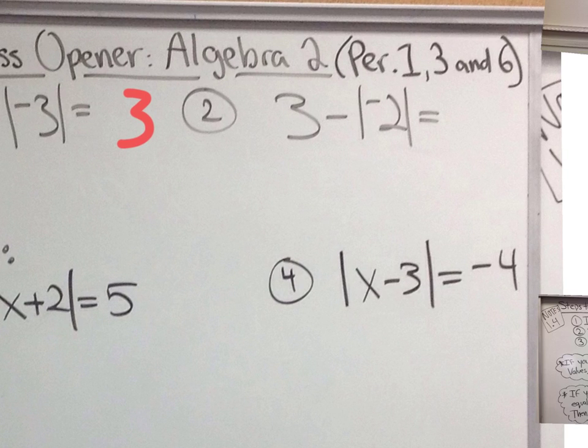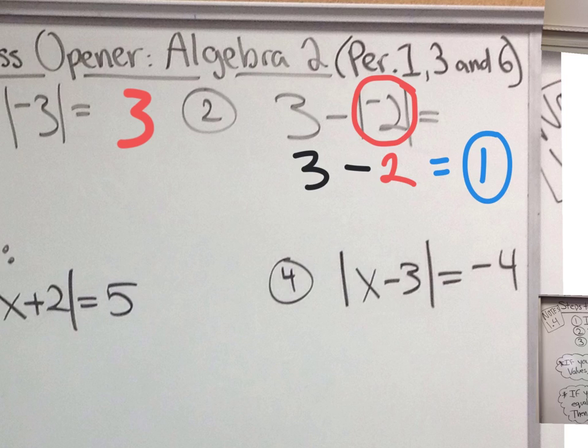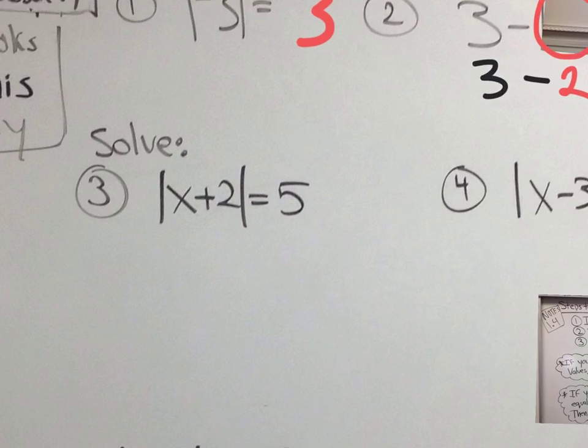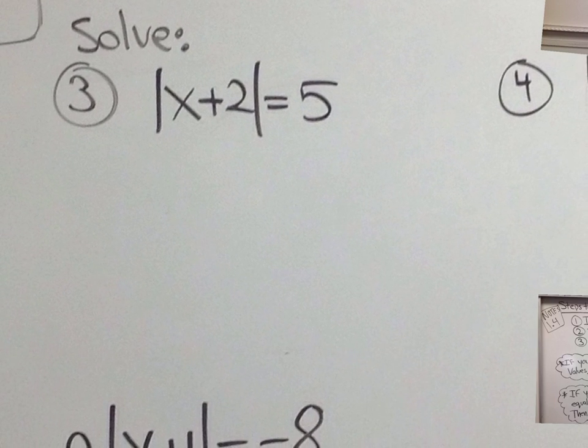Well, you have to do the absolute value first. The absolute value of -2 is +2. And then, of course, you bring down the 3 and the minus sign. And 3 take away 2, final answer is 1. No problem. Okay. Let's get to the actual fun stuff, solving absolute value equations and inequalities.